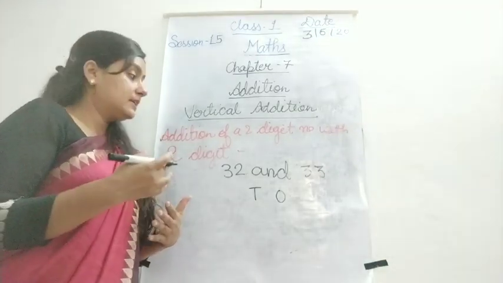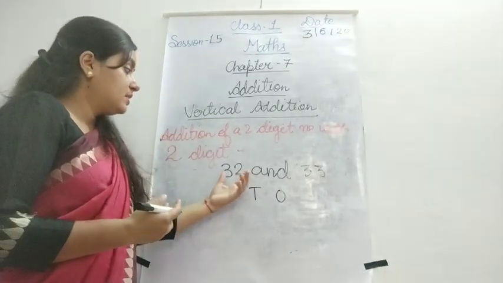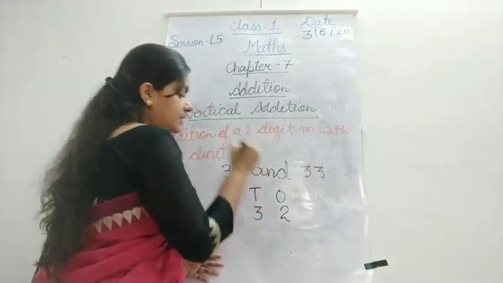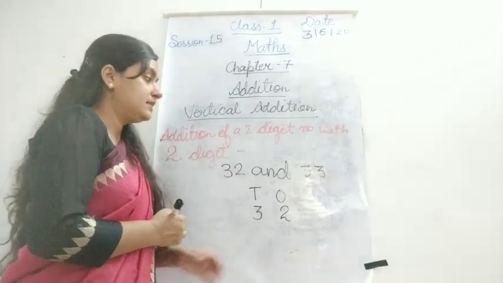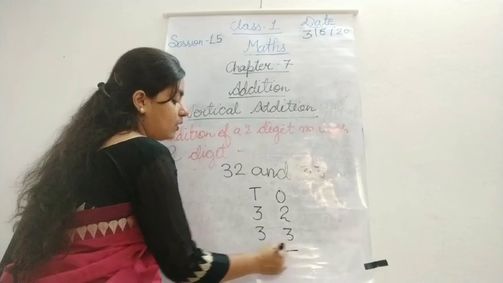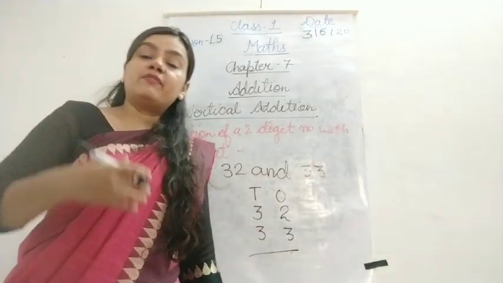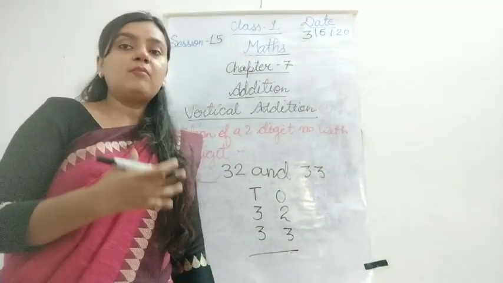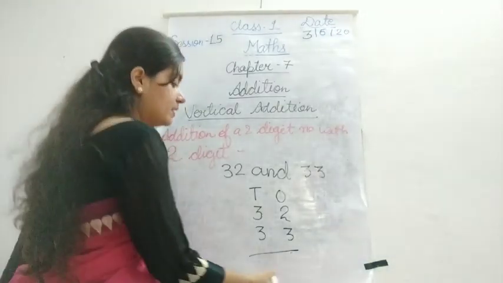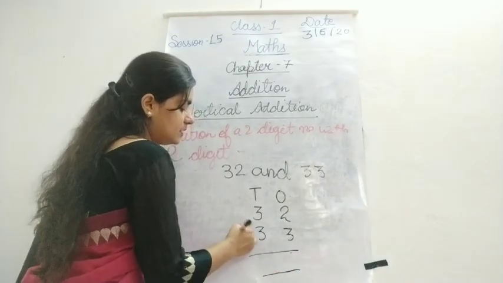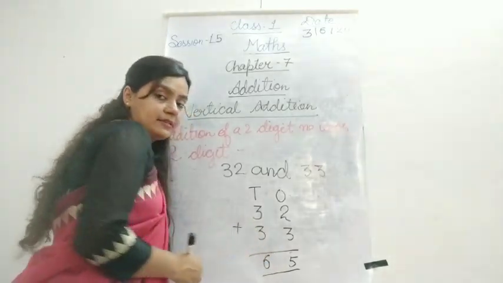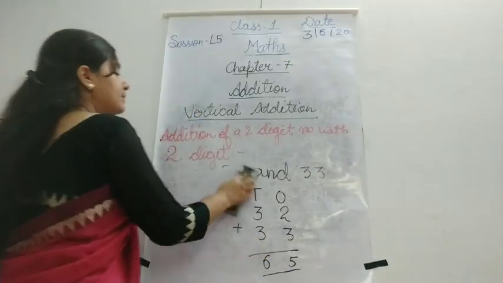Always start the numbers from the back side. 32, so 2 and 3. Here 3 and 3. Always start writing the numbers from the back side and perform all the addition from the back side, from the right side. Okay. So here 2 plus 3, 5 and 3 plus 3, 6. Okay.